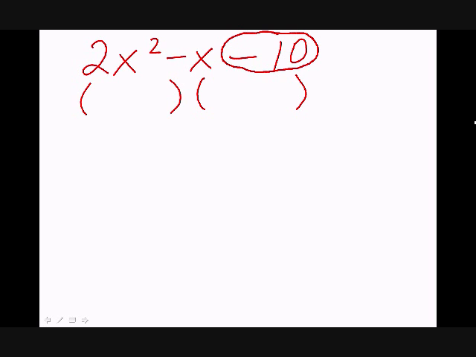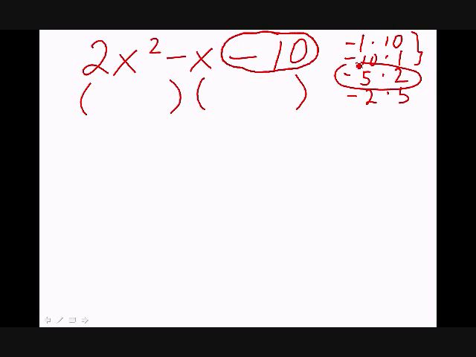Well, there's really four. If you multiply negative 1 times positive 10, you're going to get negative 10. If you multiply negative 10 times positive 1, you're going to get negative 10. If you multiply negative 5 times positive 2, you get negative 10. And if you multiply negative 2 times positive 5, you get negative 10. So I'm just going to try one of them. I don't think the first two are going to work, so I'm not going to try the first two. I'm going to go ahead and try this third one.